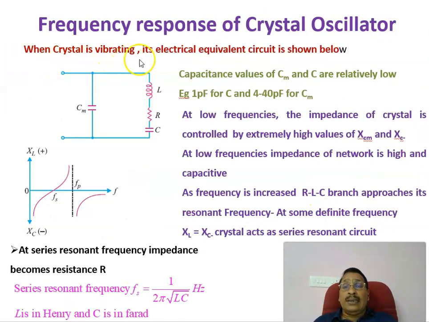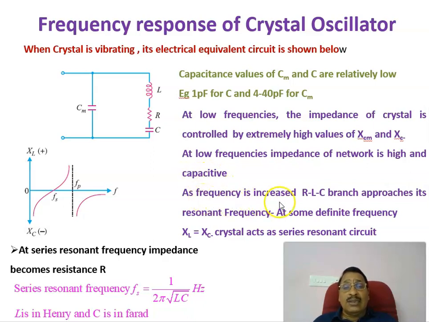When the crystal is vibrating, its electrical equivalent circuit is, as already explained, an RLC in series with Cm in parallel. The capacitance values of Cm and C are relatively low, for example 1 picofarad for C, and 4 to 40 picofarad for Cm. At low frequencies, the impedance of the crystal is controlled by the extremely high values of XCm and XC. At low frequencies, the impedance of the network is high and it is capacitive.